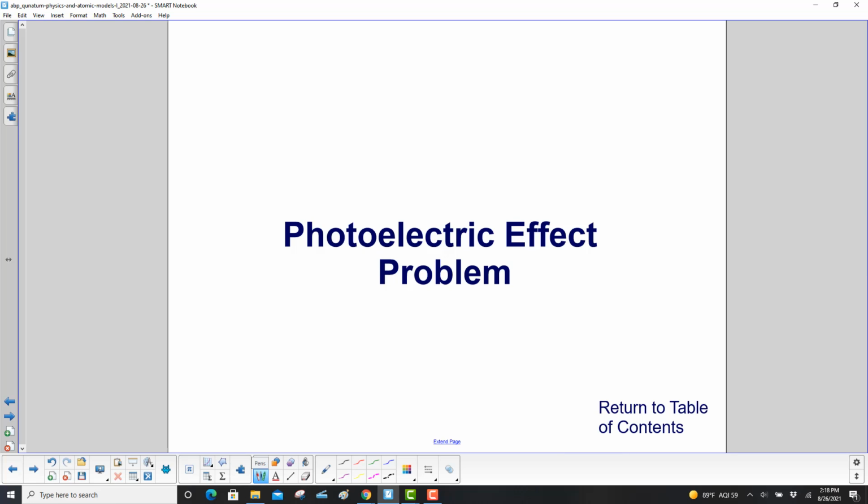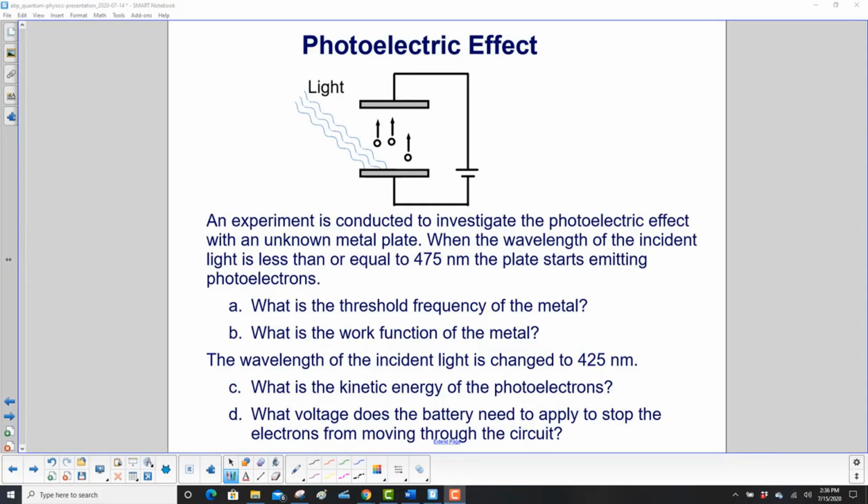Photoelectric effect problem. An experiment is conducted to investigate the photoelectric effect with an unknown metal plate. When the wavelength of the incident light is less than or equal to 475 nanometers, the plate starts emitting photoelectrons.